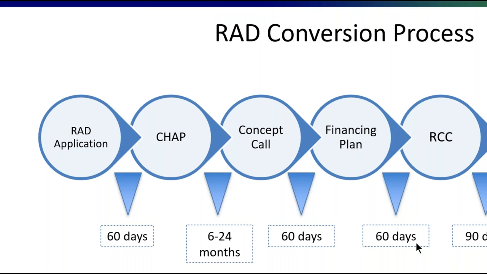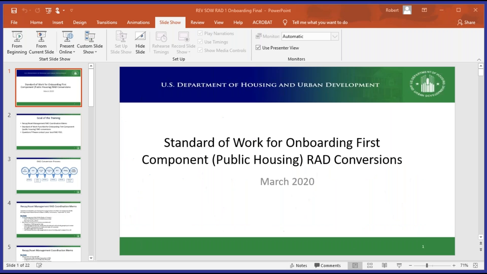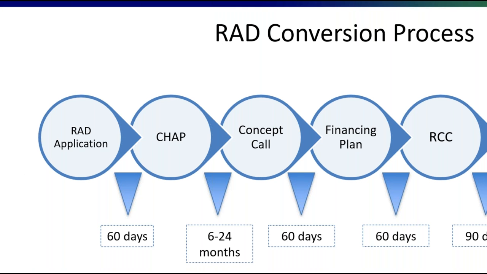Okay, so then they submit their financing plan, usually within 60 days or so of the concept call. We take 60 to 90 days or so to review the financing plan and issue our approval of it through a RAD conversion commitment, the RCC, which again memorializes our approval and the terms of that approval, right? That they're going to do a certain amount of work, and other key features of the conversion and the transaction.